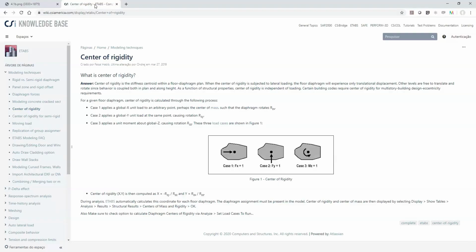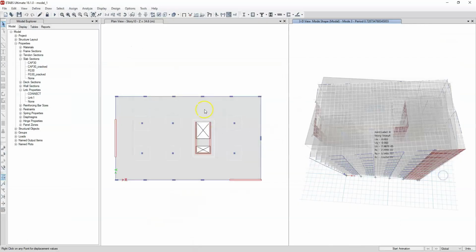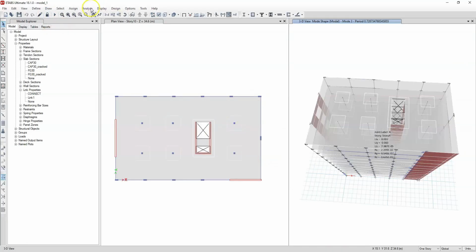ETABS already provides the story drifts at the centers of mass for any lateral load case. Since we also know the exact locations of both the center of mass and the center of rigidity, we can use a simple expression to transfer these relative displacements from one point to the other. At first glance, this procedure may seem slightly complex, but in practice it is very easy to implement. By exporting the relevant ETABS tables to Excel, the calculations become simple and efficient. So, let us now return to the model and see how the centers of rigidity can be obtained automatically.